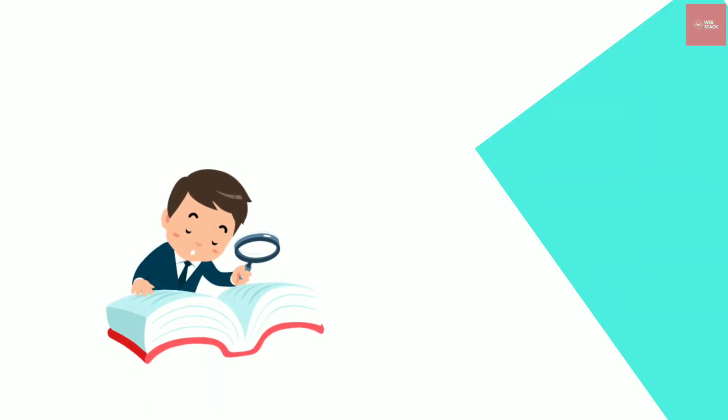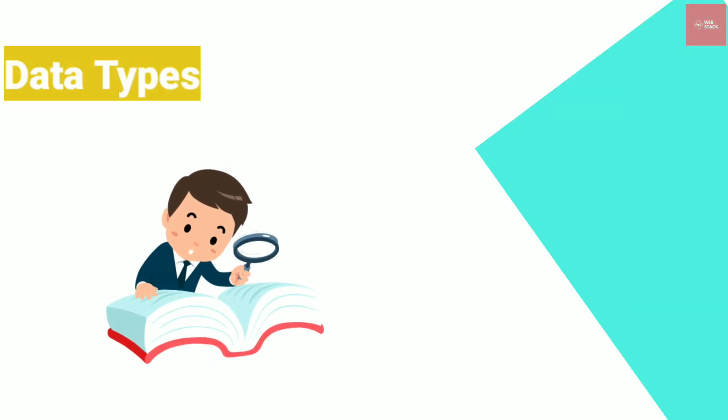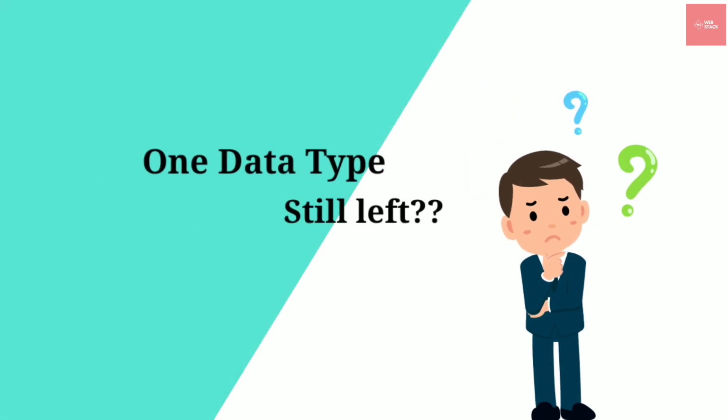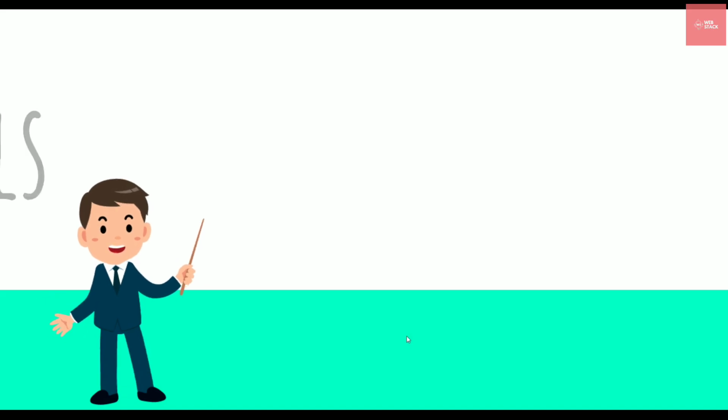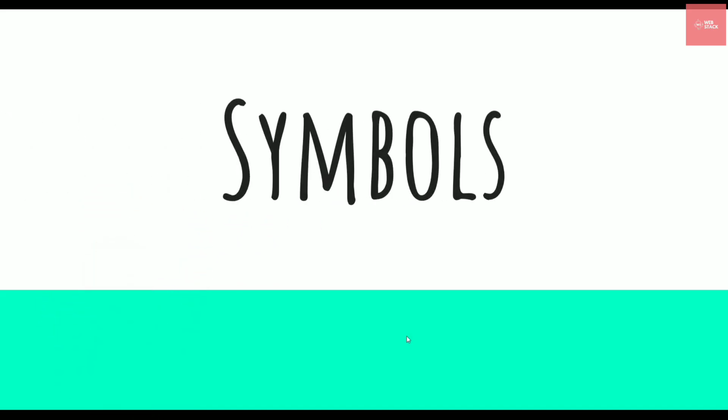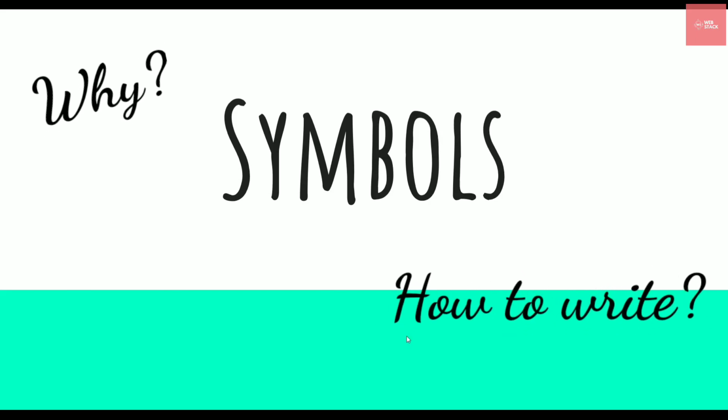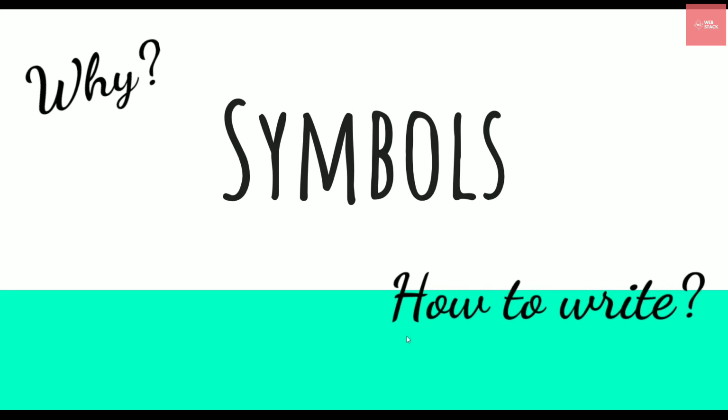So after walking through all the data types, we are still left with one, if you remember that I promised to tell you later. So here I am with that data type that is called symbols. So in this video, we will be discussing why we need symbols and how we can write them inside our code. So without wasting time, let's get started.